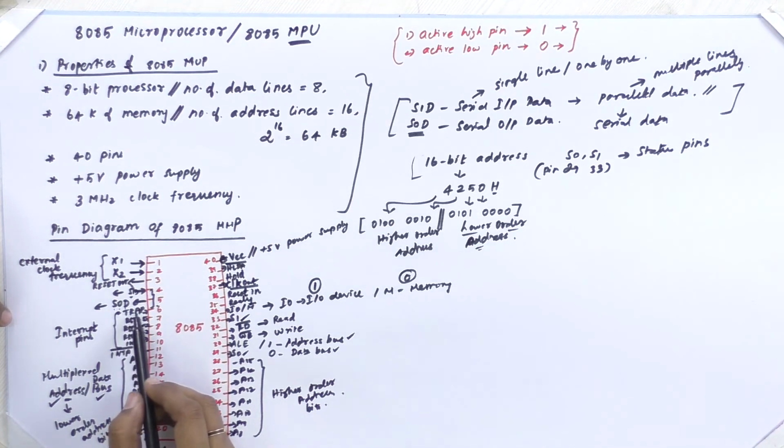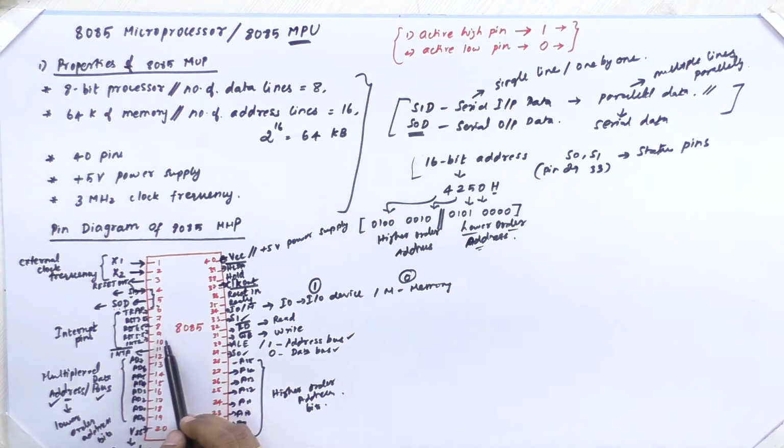The next pins are TRAP, RST 7.5, RST 6.5, RST 5.5 and INTR. These are the 5 types of interrupt pins that are used to receive the interrupt signal. And the 11th pin is INTA, that is an interrupt acknowledge. Whenever the processor receives an interrupt signal via these pins, the processor sends an acknowledgement via INTA.